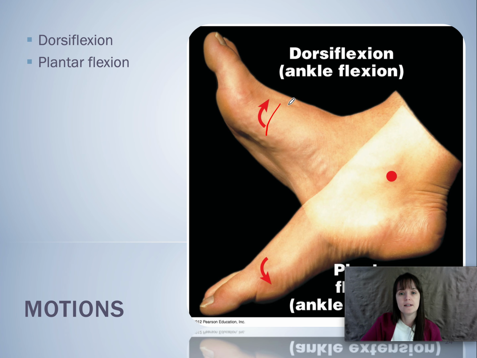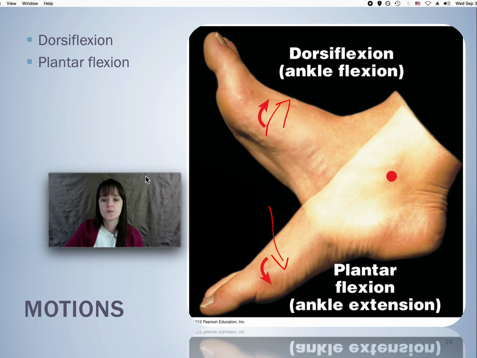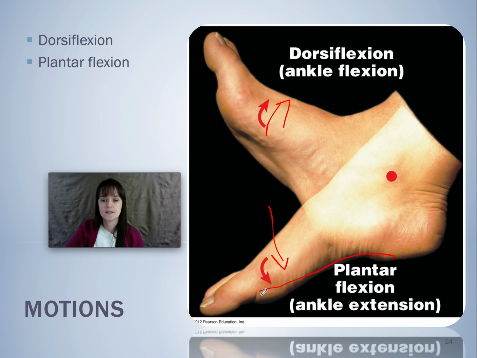Dorsiflexion and plantar flexion. Plantar flexion is when you move towards the plantar region, which is the sole of the foot. Dorsiflexion is when you move away. So it's weird because they're both called flexion. Just why? So if you're walking on your toes, then you are in plantar flexion. What if you're walking on your heels and your toes aren't touching the floor? Then that's dorsiflexion. You got it.